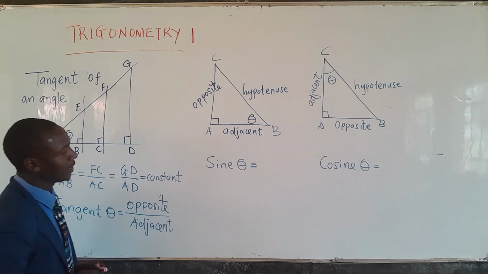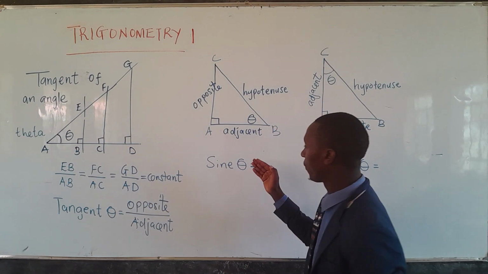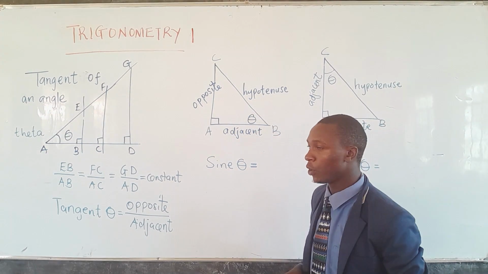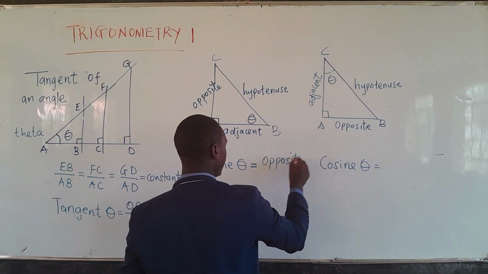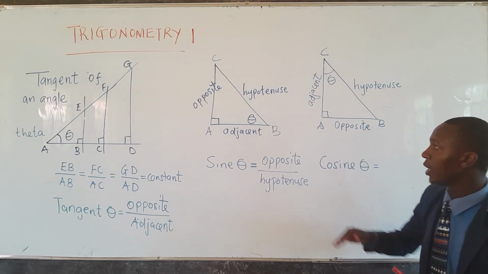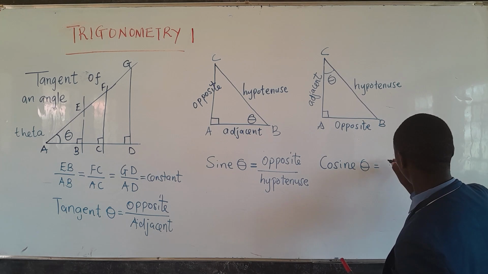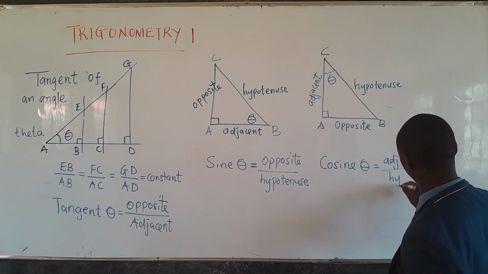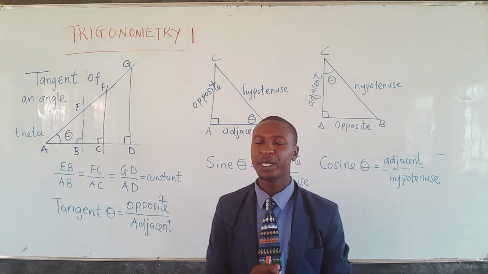What about the sine? Now the sine is defined differently from the tangent. Now the sine of theta in reference to this angle is going to be the opposite divided by the hypotenuse. So that is the opposite, we divide by the hypotenuse. And the cosine is going to be the adjacent, we divide by the hypotenuse. Adjacent divided by the hypotenuse.